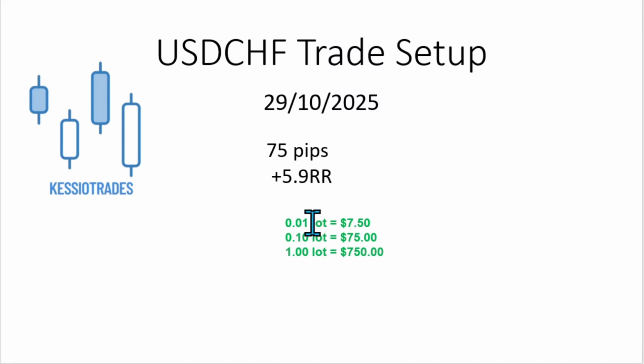So this USDCHF trade setup, if you use lot size 0.1, that is what it's worth, 0.10 and 1 lot.